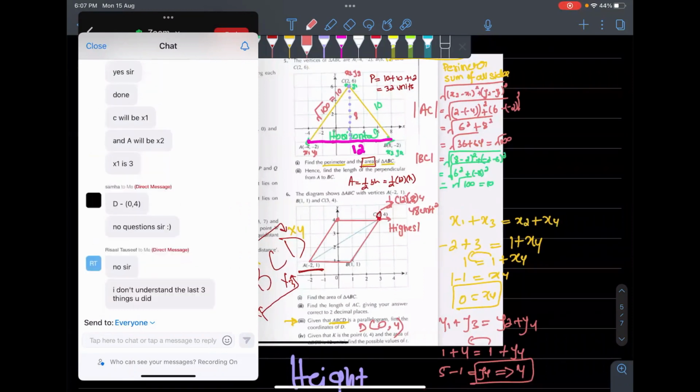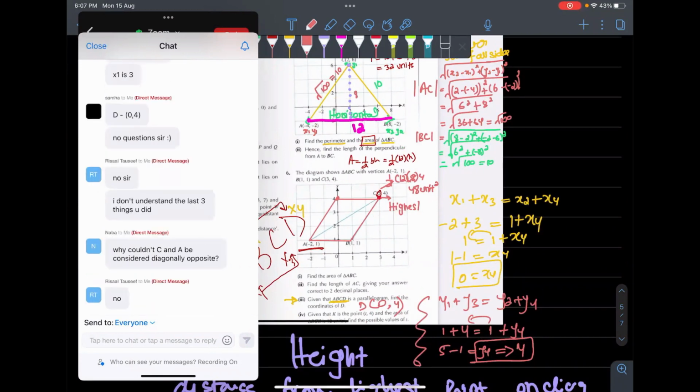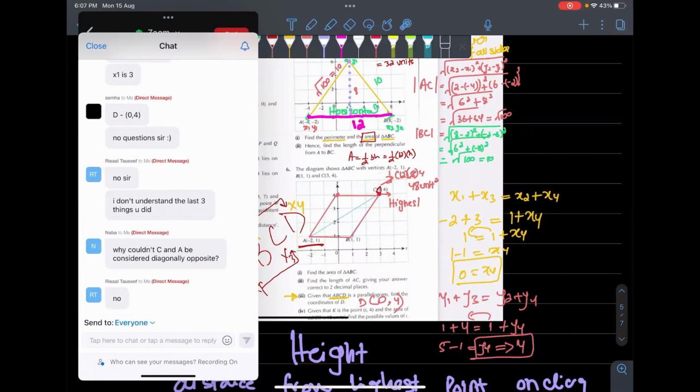The last three things. By last three things, you mean these three lines? Yeah. A and C are considered diagonally opposite. That's what I did, beta. A and C are diagonally opposite. Look, A, C. Okay, Irsal. Do you understand this?